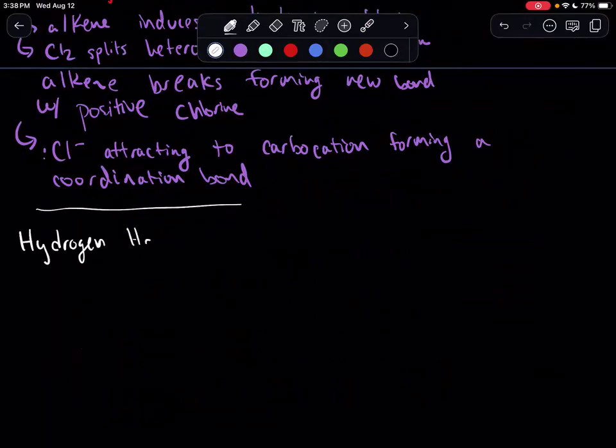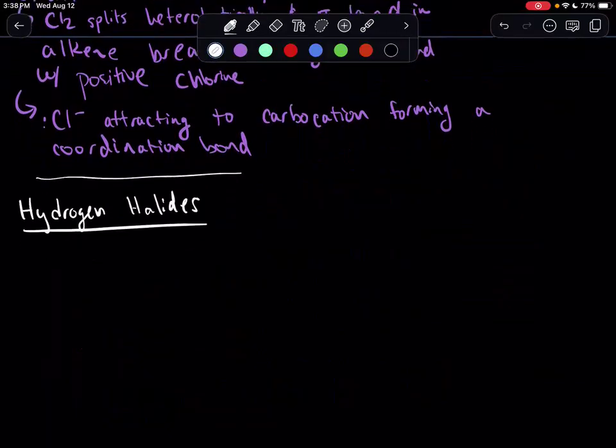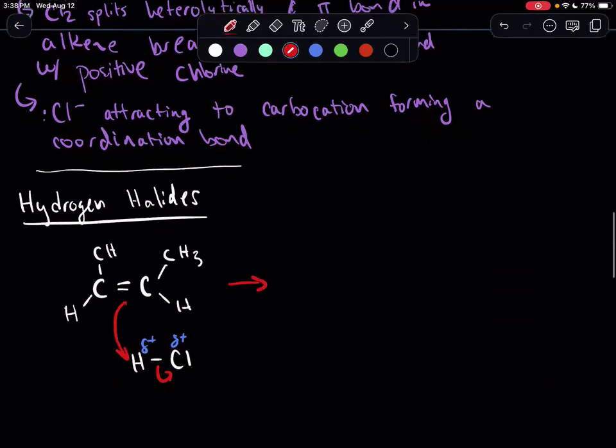Hydrogen halides. Now, the reaction mechanism is actually going to be exactly the same, and it will be the same for water as well. Now that we understand what's happening, if we take a look at our butene, we can now predict that as we bring our hydrogen halide close, this already has a dipole with the hydrogen being positive, the chlorine being negative. Nothing needs to be induced. We still get the same heterolytic fission. We still make our carbocation.